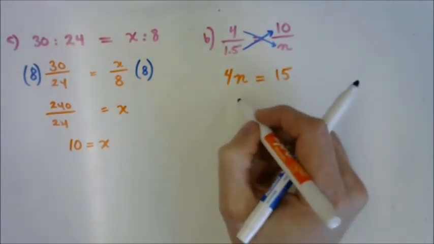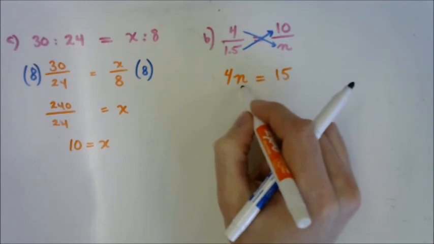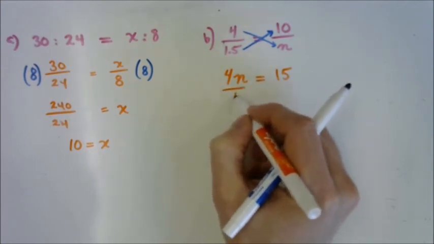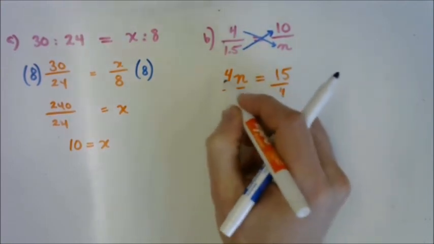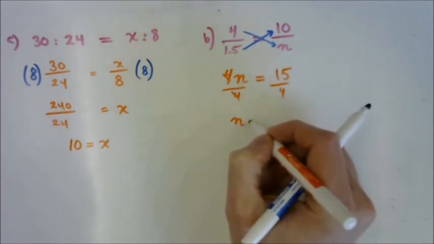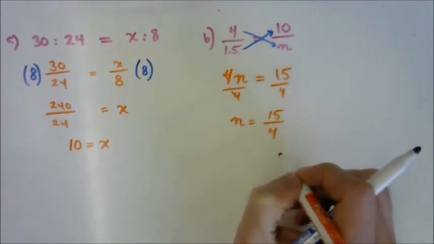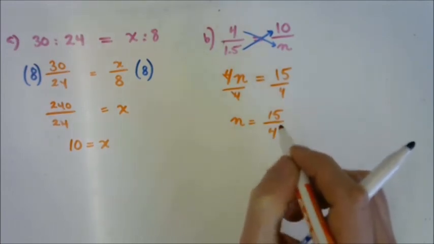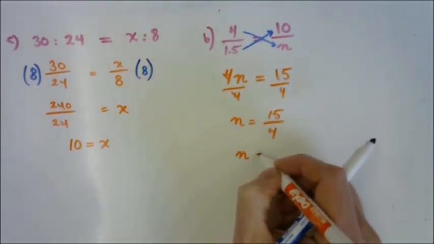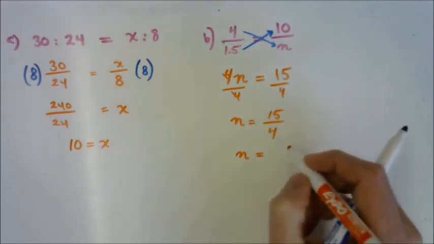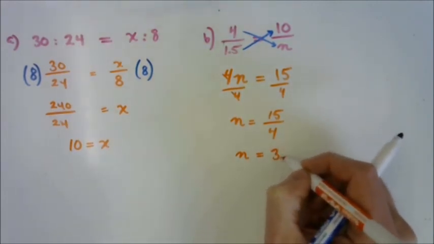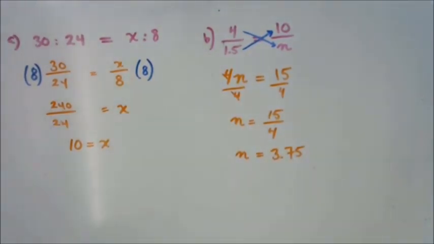And now I just solve for n. Right here, n is being multiplied by 4, so I can divide both sides by 4. These guys are going to cancel out, leaving me with n equals 15 over 4. And we could also convert that into a decimal and say n equals 3.75.